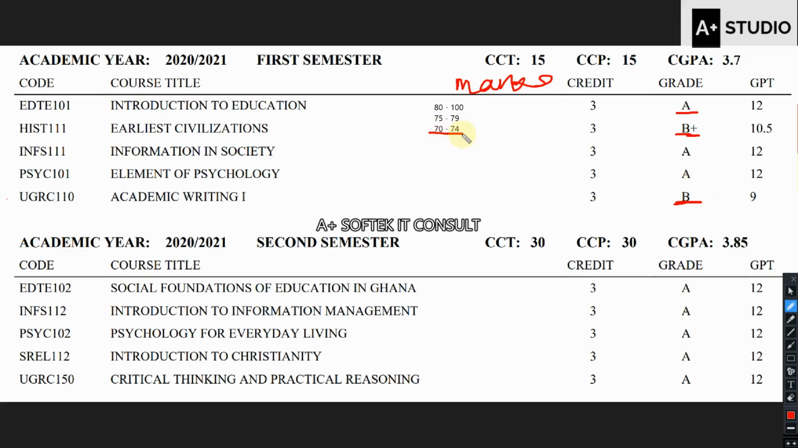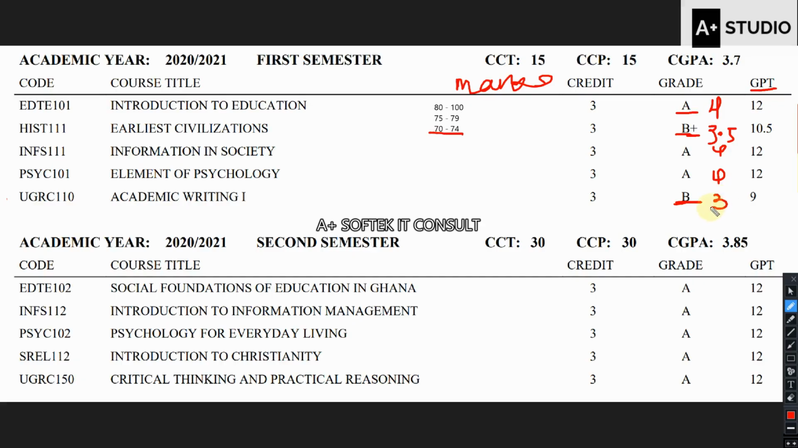What about the grade point? The grade point is the point allocated to the grades or the letters. So immediately the student gets an A, we realize that the grade point was 4. B plus, the grade point was 3.5. If you remember, A becomes 4, and B becomes 3.